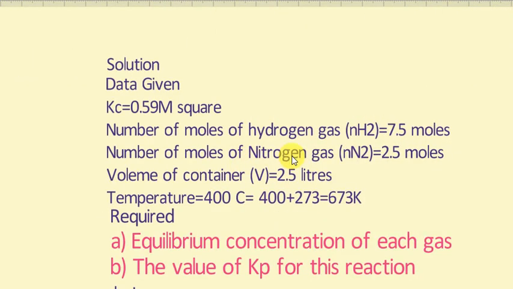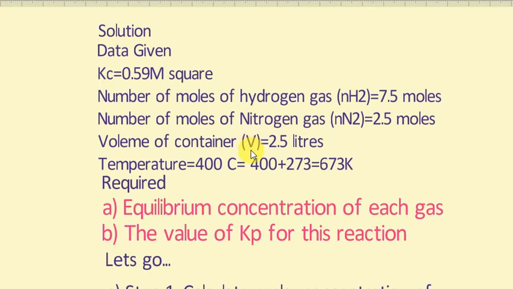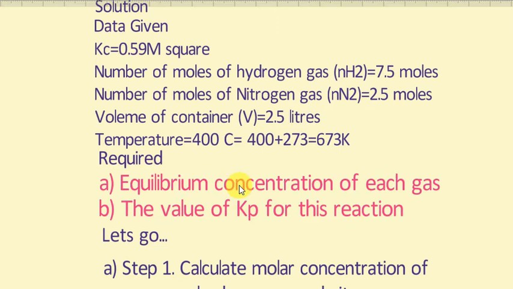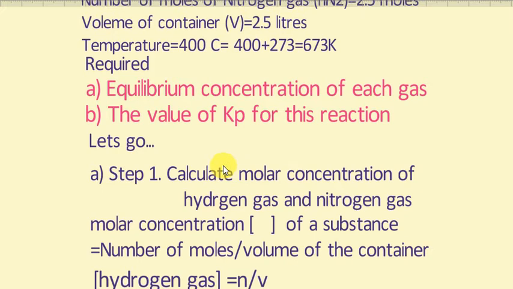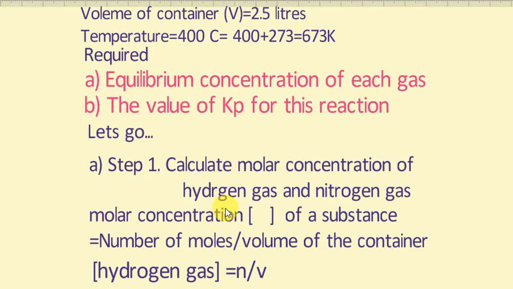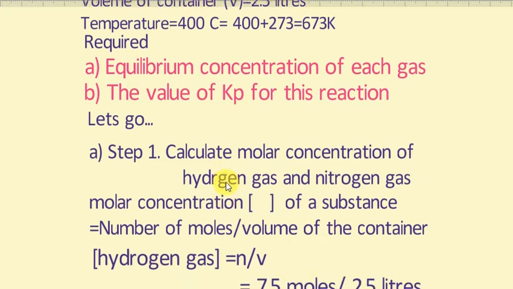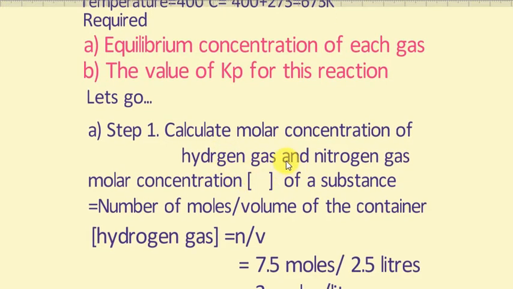In the solution, we are given Kc, the number of moles of hydrogen and nitrogen, the volume of the container, and the temperature. Required first is the equilibrium concentration, and second is the value of Kp. The first step is to calculate the molar concentration of hydrogen and nitrogen, because Kc is written in terms of molar concentration. Molar concentration, written in square brackets, of a substance is equal to number of moles divided by volume of the container.